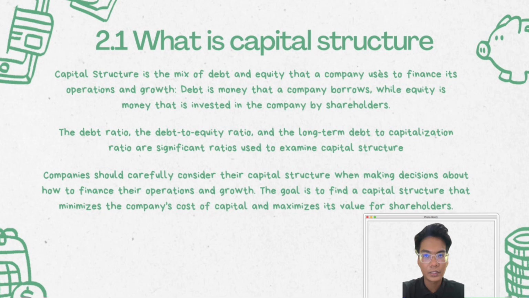The debt to equity ratio and the long-term debt to capitalization ratio are significant ratios used to examine capital structure. Companies should carefully consider their capital structure when making decisions about how to finance their operation and growth. The goal is to find a capital structure that minimizes the company's cost of capital and maximizes its value for shareholders.